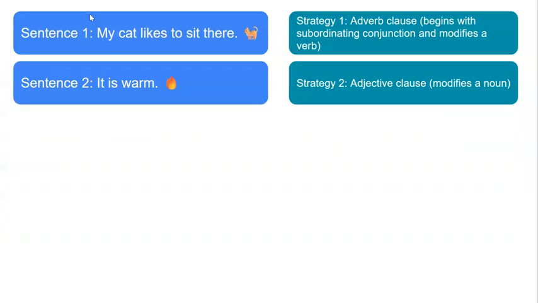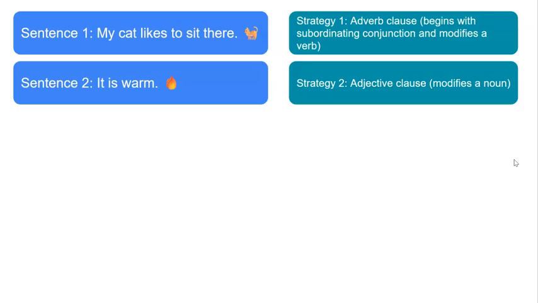of time. Now let's dive into 3 practical exercises in which we will combine pairs of sentences. In this exercise, we have sentence number 1, my cat likes to sit there, and sentence number 2, it is warm. We will use 2 different strategies. The first strategy is an adverb clause. Remember, they begin with a subordinating conjunction and modify a verb. And our second strategy will be an adjective clause that modifies a noun. Our objective is to combine these 2 sentences into a single one with subordination techniques.